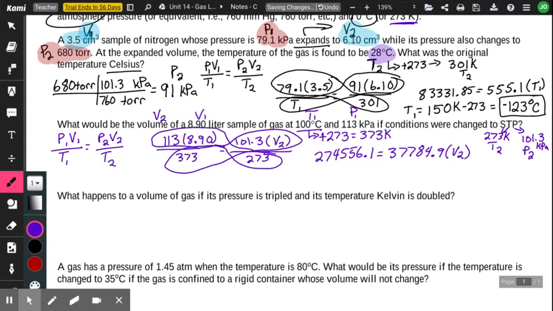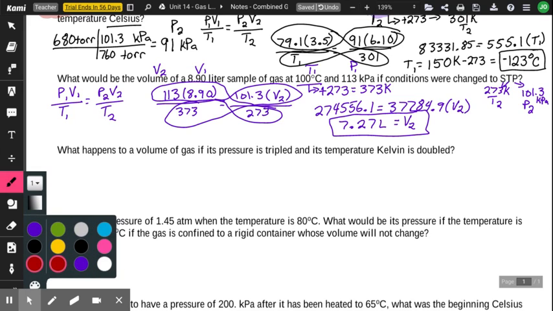Solve for x. Divide both sides by that 37,784.9. And what you're going to end up with is 7.27 liters as your answer. So your volume 2 equals 7.27. And that would be our answer. If the question asked for milliliters, you would just go ahead and multiply that by 1,000. Okay?